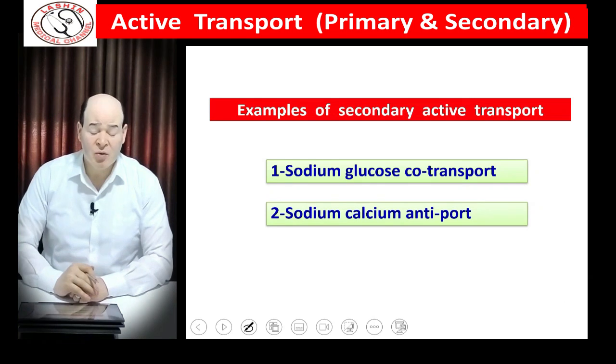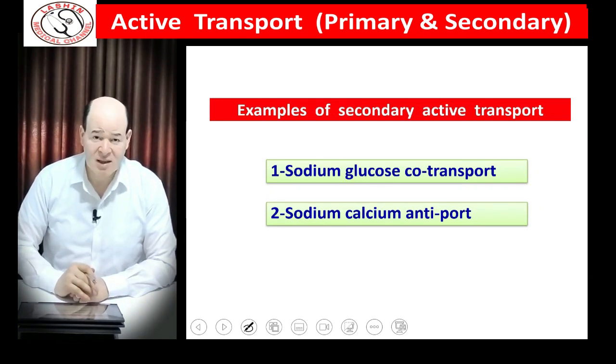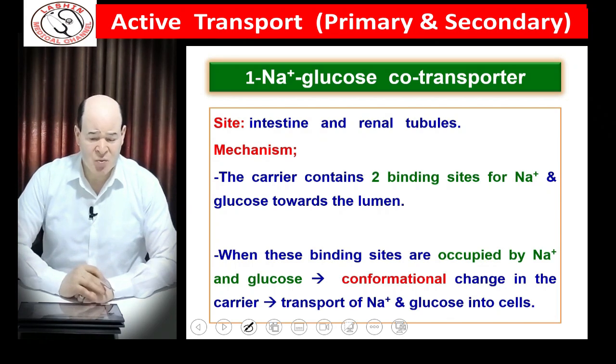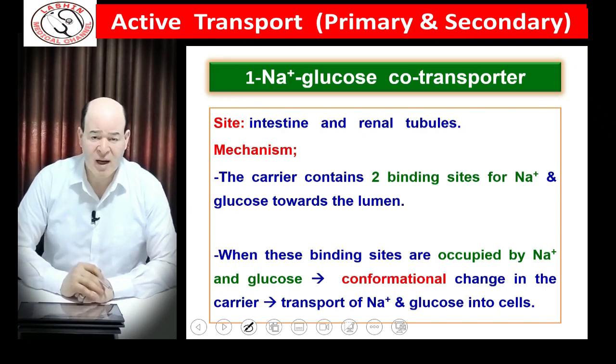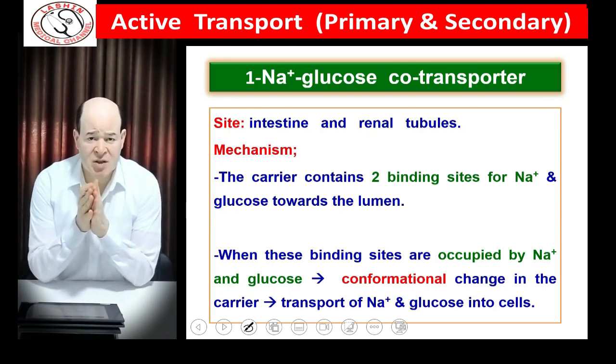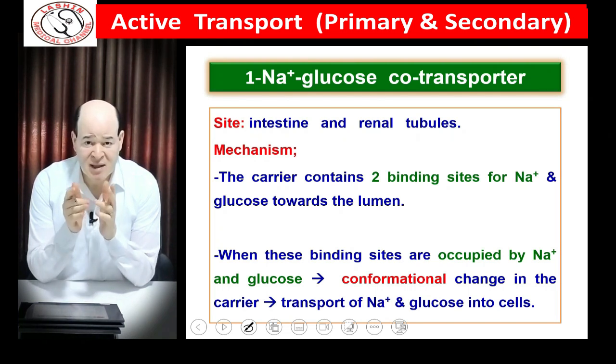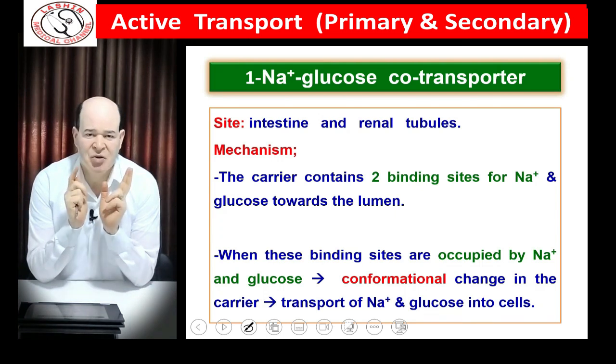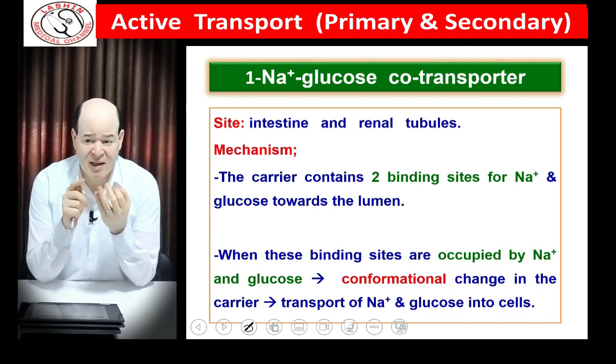We have two important examples for secondary active transport. First, the sodium glucose co-transporter. Second, the sodium calcium exchanger. Starting with the co-transporter for sodium and glucose: when we say co-transporter, this means that it transports the two substances in the same direction, so you can guess that sodium and glucose enter the cell in the same direction.